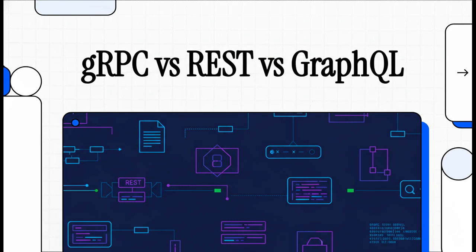In today's software world, everything's connected. But have you ever stopped to think about how all those different pieces of an app actually talk to each other? That's what we're diving into. We're going to put three heavyweights of API communication head-to-head: REST, GraphQL, and gRPC. Let's figure out which one is right for the job.